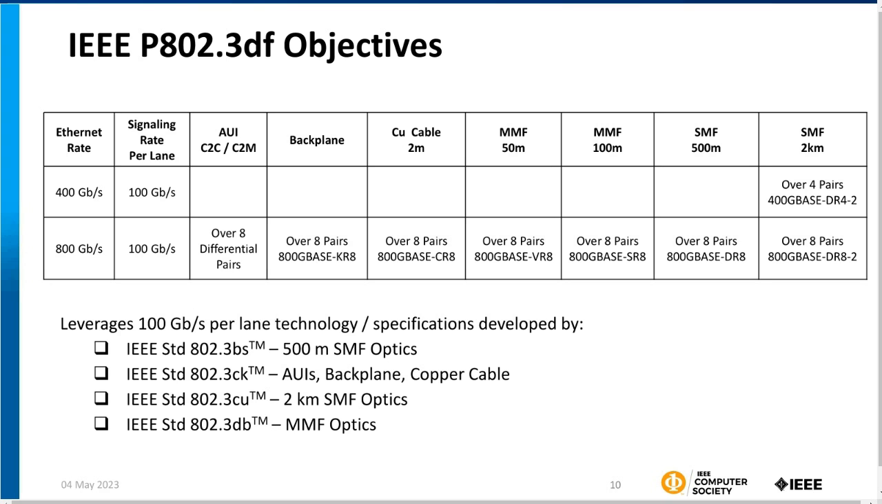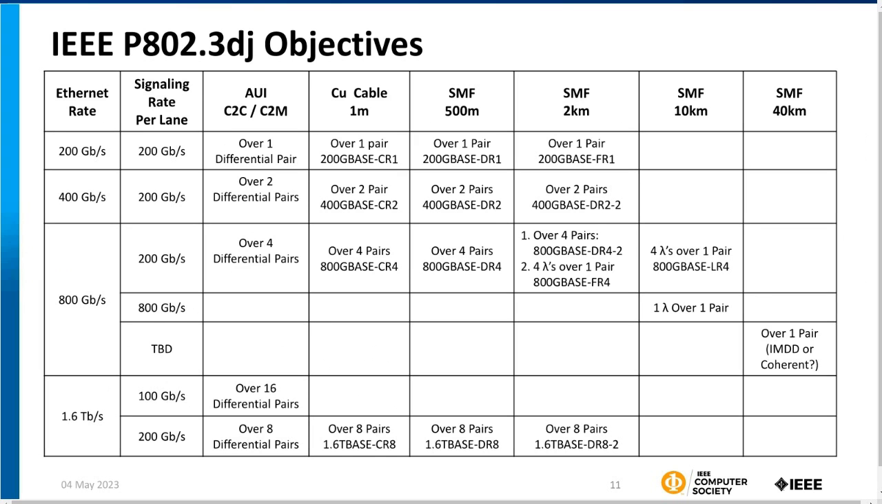The 802.3bs project developed 500 meter single mode optics based on 100 gig signaling. The CK project, OWIs, backplanes, and copper cables. The CU project did the 2 kilometer SMF optics, and the DB project did the multi-mode fiber optics. So you can see there's a wealth of tools in our toolbox for us to use to rapidly make progress on this standard. Now, the DJ project, well, you can see that has a lot of objectives as well.